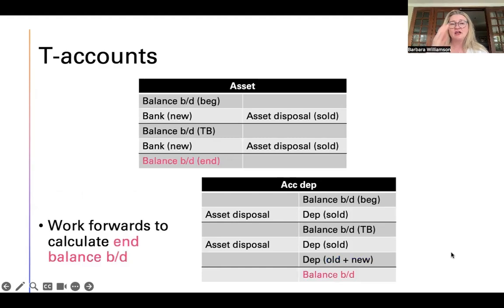Once you've done that, you can go work forwards and find what is your balance at the end. And then you are ready to do your tangible assets note. Now, even if you are only required to do a tangible assets note in the exam, I would immediately go and draw up my little T account somewhere in a space below it with 2 accounts for each column, for the cost and the ACDEP for each column.